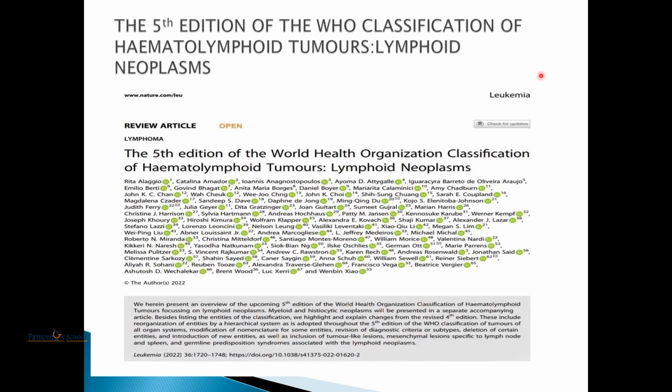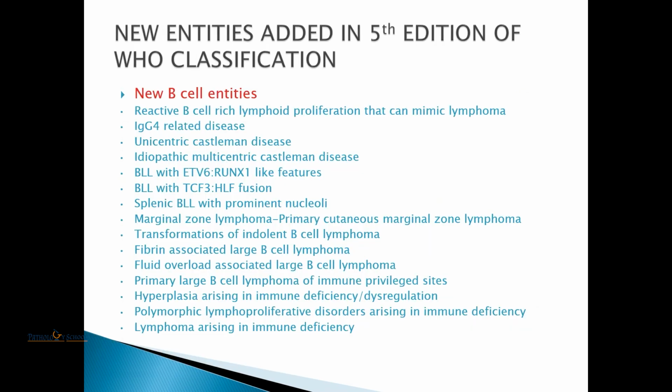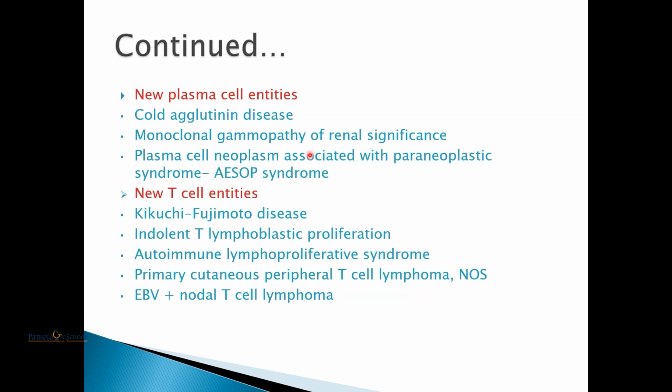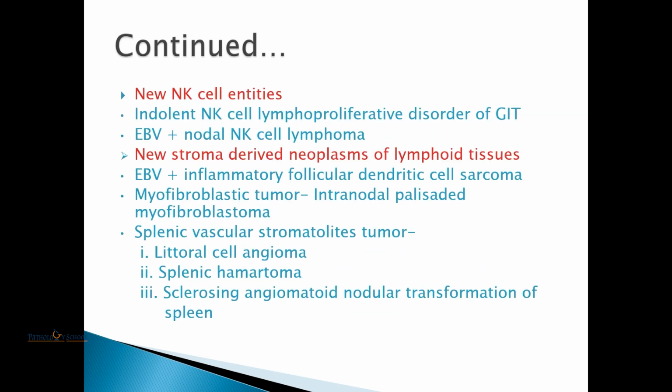Now this is a very recent advance which was mentioned in Nature, and it has raised the issue of the 5th WHO classification. There are a few new entities which are mentioned in this article, and I have included those new entities in the further slides. These are the new B cell entities which are included in the 5th edition of WHO classification: new plasma cell entities, new T cell entities, and new NK cell entities.